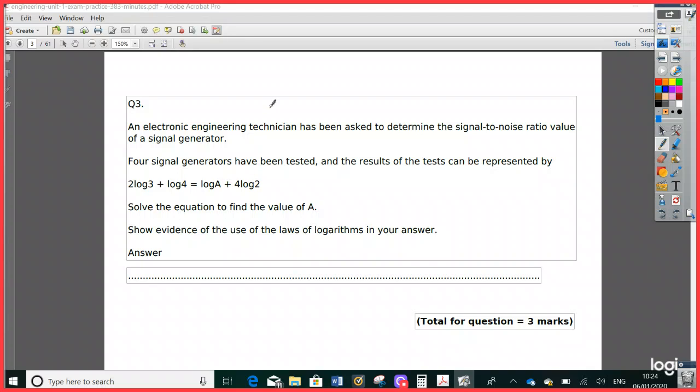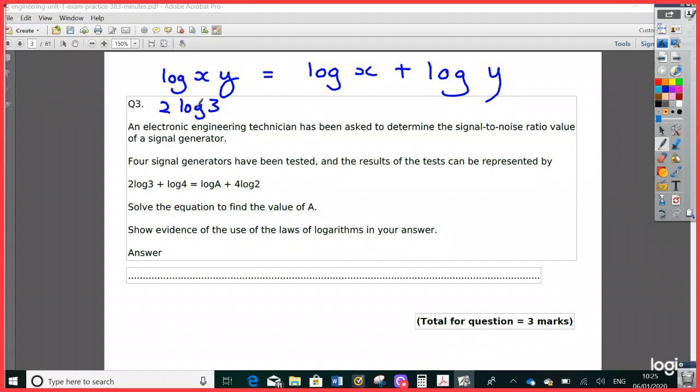For instance, remember that if you do log xy, that is the same as log x plus log y. Those are your rules. The other thing I would like to mention is that if you have 2 log 3, for instance, then you can bring the 2 to become a square, like that. That is also equivalent.